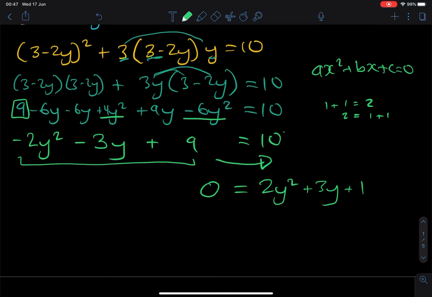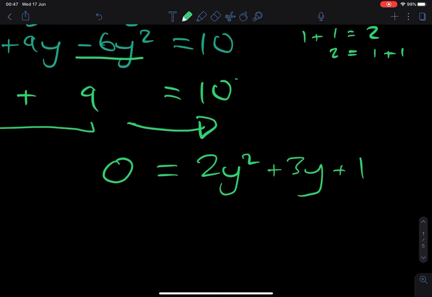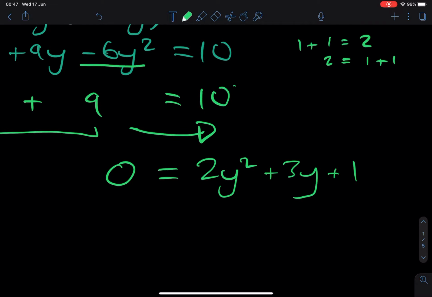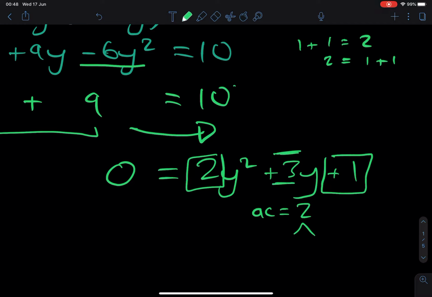Now that I've got this, can I solve it like a normal quadratic equation? Yep. I do AC, which is the coefficient of y squared, which is 2, times the constant, which is c. 2 times 1 is 2. I'm looking for a pair of numbers that multiplies to give me 2, but adds up to give me positive 3, and obviously the answer is 2 and 1.